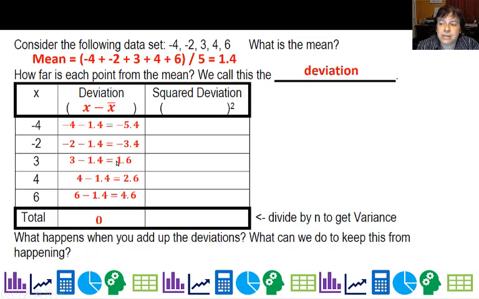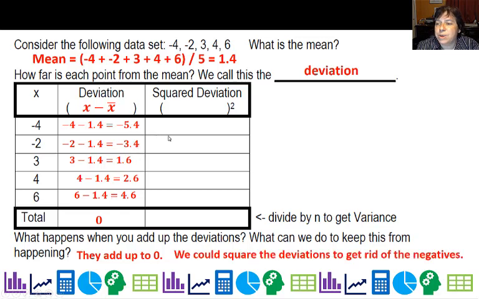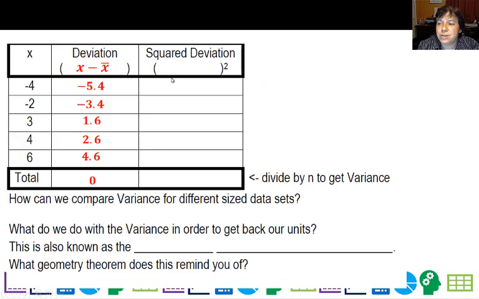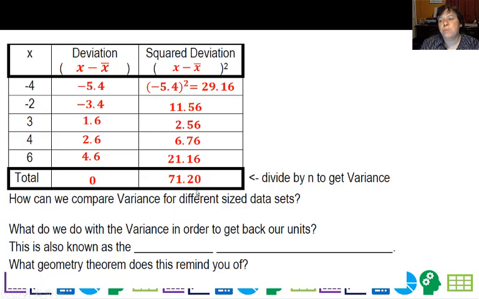Now, that means I want to do something to get rid of this 0, so we're going to square the deviations to get rid of the negatives. When we square the deviations, -5.4 squared is 29.16. We get 11.56, and I square the rest of the numbers and add them up, 71.20. Now, if I add more data points, this number is just going to keep growing, so it's not really fair to compare spread on a small set of data to a large set of data. How can we make that more fair?